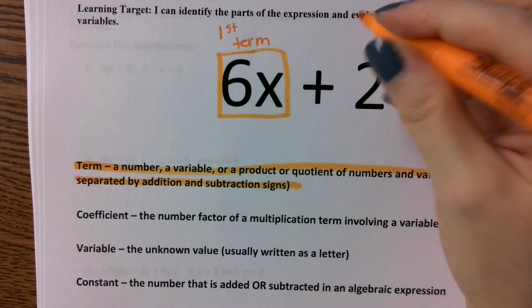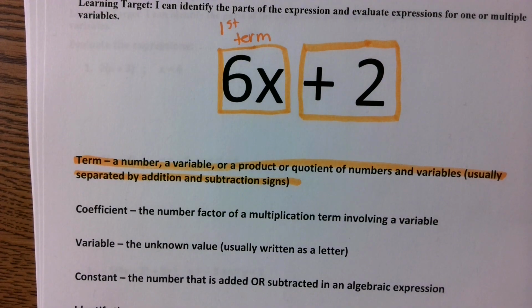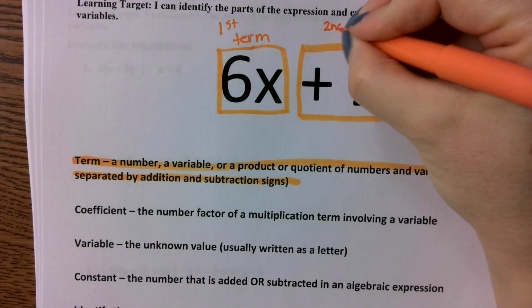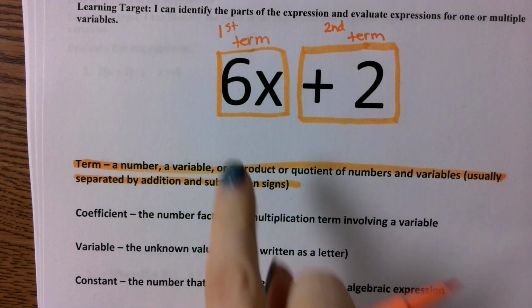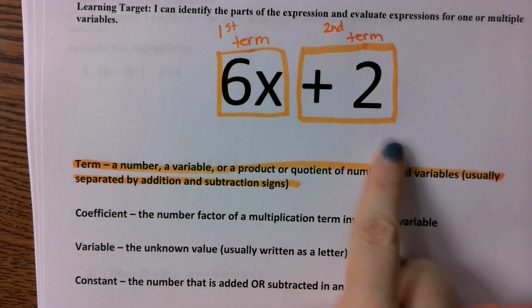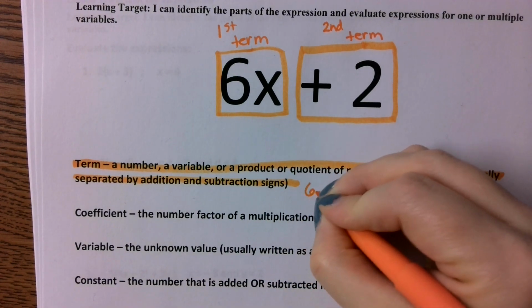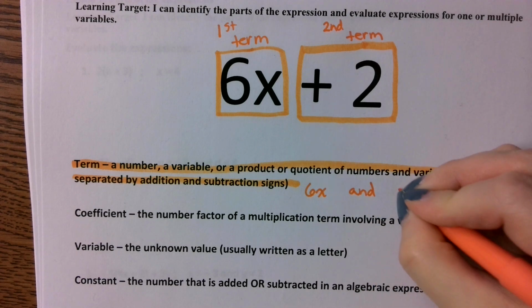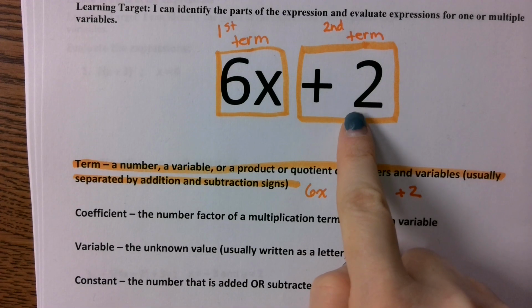And then positive 2, notice I'm putting a box including the plus sign. That positive 2 is considered to be the second term of my expression. So we happen to have two terms in this expression, 6x and then a positive 2. So I'm going to write that down: 6x and a positive 2. Notice I am putting the positive sign because I do want to make sure that I'm indicating that it is a positive. If it said minus 2, then my second term would be a negative 2.